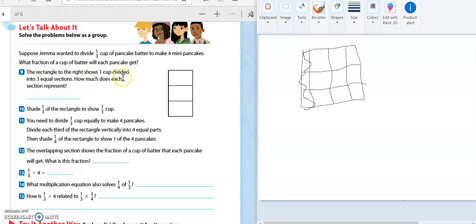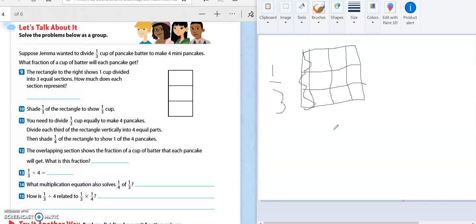The rectangle to the right shows 1 cup into 3 equal sections. How much does each section represent? It represents 1/3 for number 9. For number 10, it says shade in 1/3 of the rectangle to show 1/3 of a cup. Number 11, you need to divide 1/3 cup equally to make 4 pancakes. Divide each third of the rectangle vertically into 4 parts, which is what we did here. Then shade 1/4 of the rectangle to show 1/4 of the pancakes. The overlapping section shows the fraction of a cup of batter that each pancake will get.